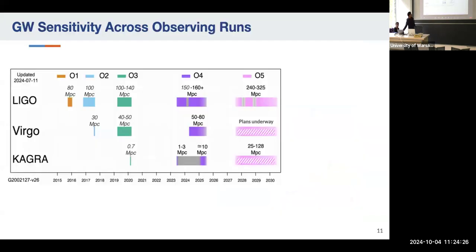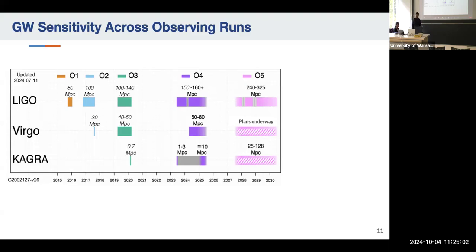Now, how does this affect our sensitivity? This is the sensitivity we had in the first 3 observing runs. In the 4th observing run, which is currently ongoing, we have around 150 megaparsec sensitivity to a binary neutron star merger for the LIGO detectors. For Virgo, it is around 50, and KAGRA had some problems, but it is expected to join again at the end of O4, around the end of 2025. And in O5, we expect to improve the sensitivity even more, to 240 megaparsecs.